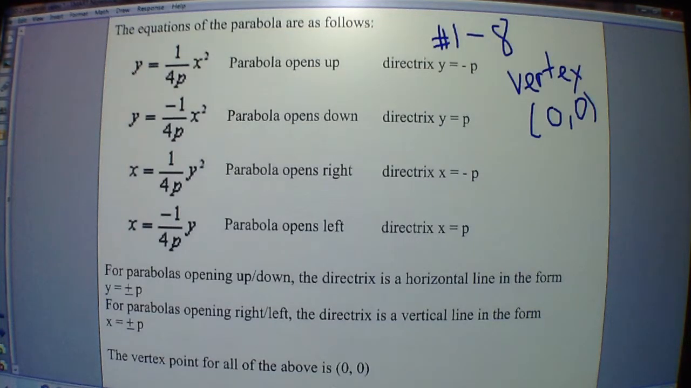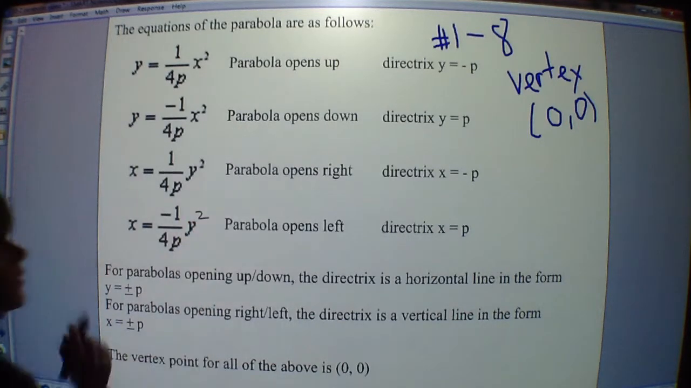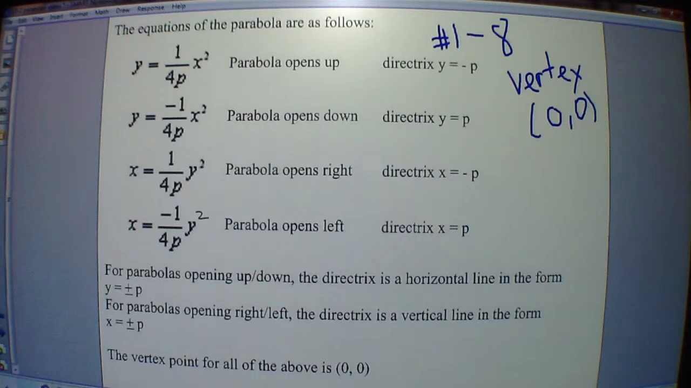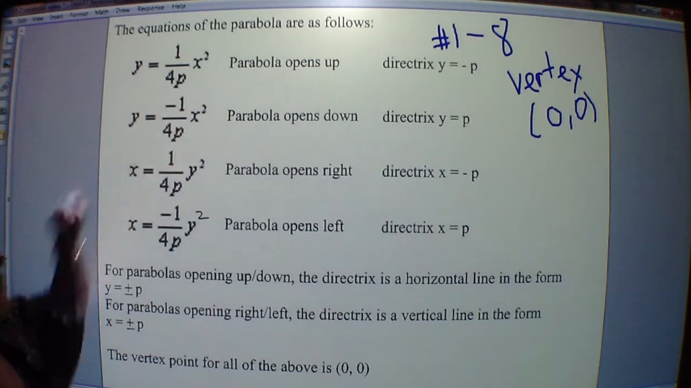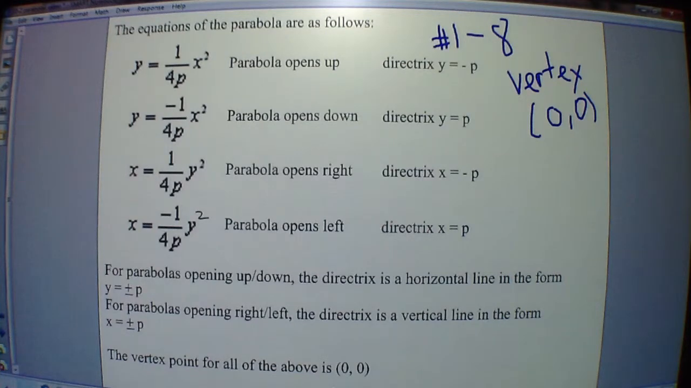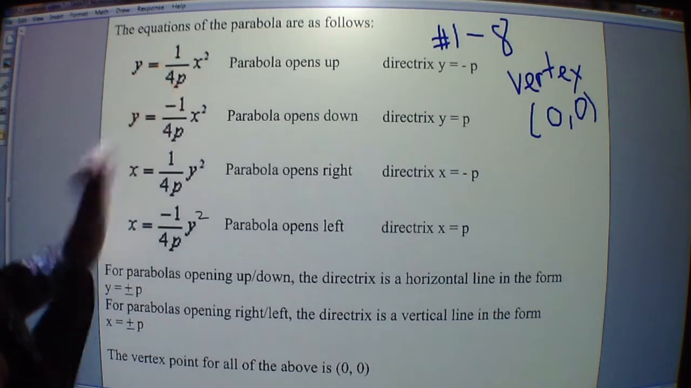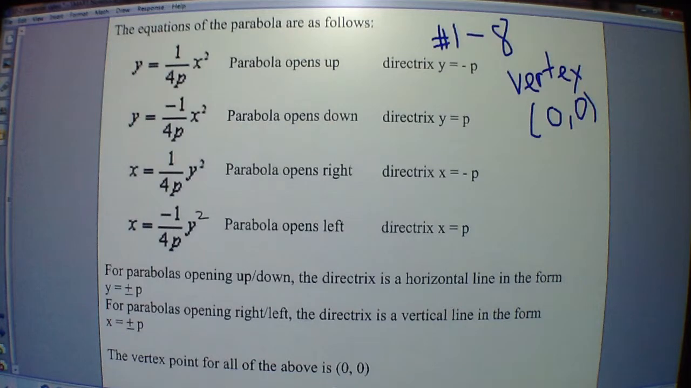These are all formulas for a vertex of (0, 0). Correct this if it's wrong on your page. It's supposed to be squared. y equals some x squared is a parabola that either opens up or down. It opens up if it's positive, down if it's negative. And here's the formula that I use: y equals 1 over 4p times x squared. My directrix for this is the horizontal line y equals negative p. y equals the negative of 1 over 4p.